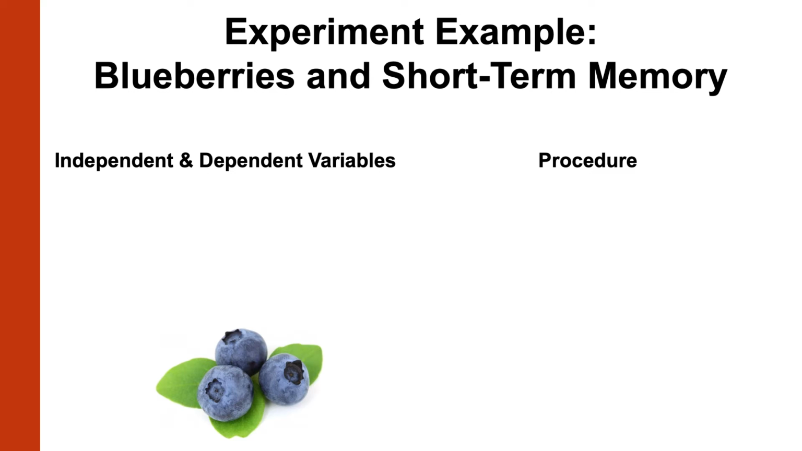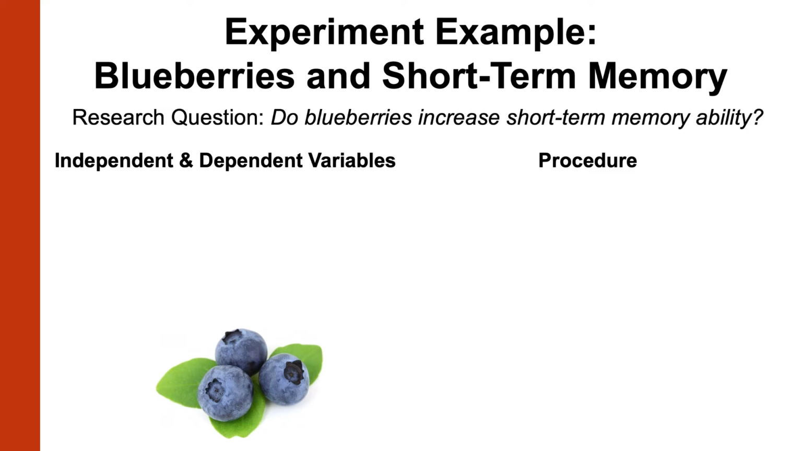It might help to give you an example of an experiment. This experiment example is based on research several years ago that suggested that consuming berries and other high antioxidant fruit may have a positive impact on cognitive abilities. So the research question that we'll investigate with this experiment is whether consumption of blueberries increases a person's short-term memory ability. We can identify the independent variable and the dependent variable, and then I'll talk about the procedure that needs to happen for this to be an experiment.